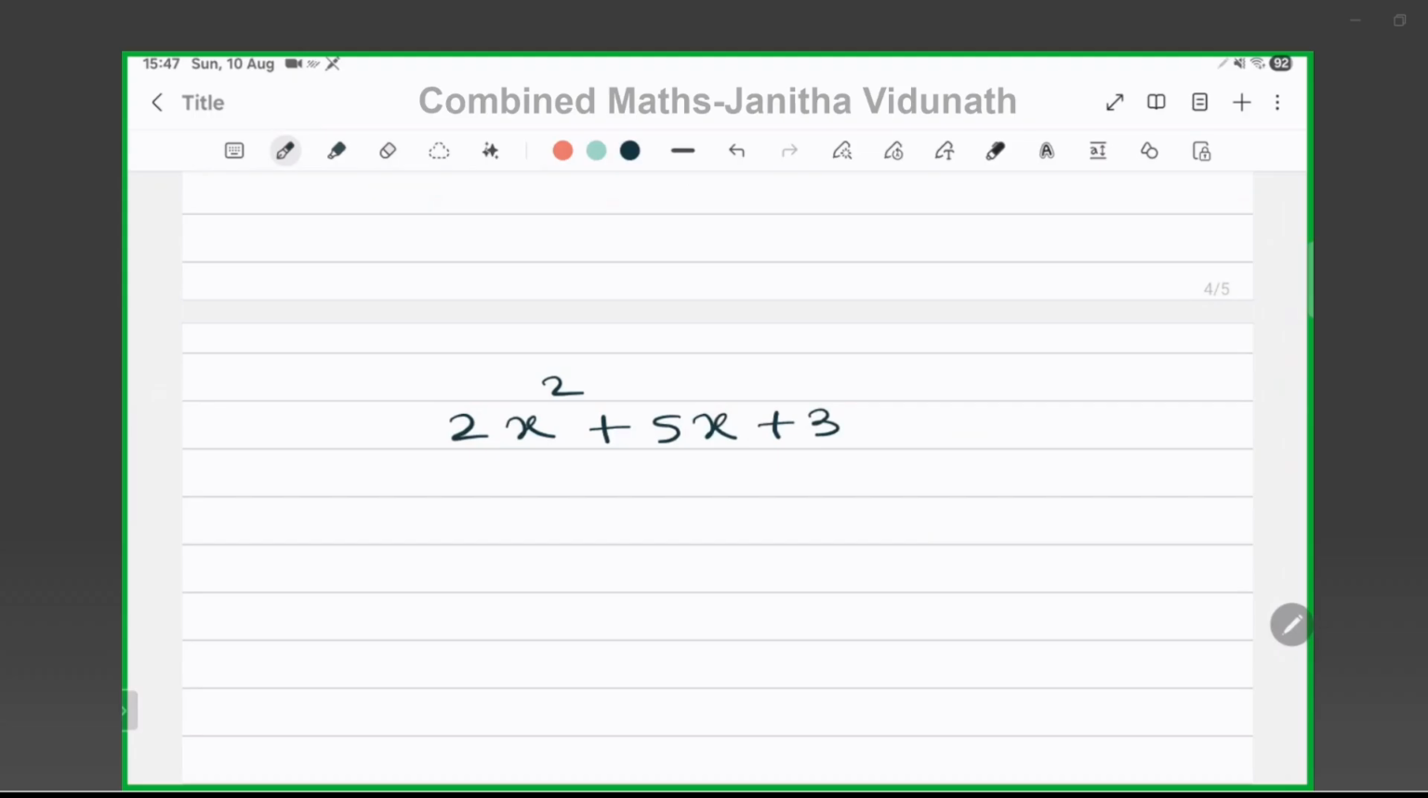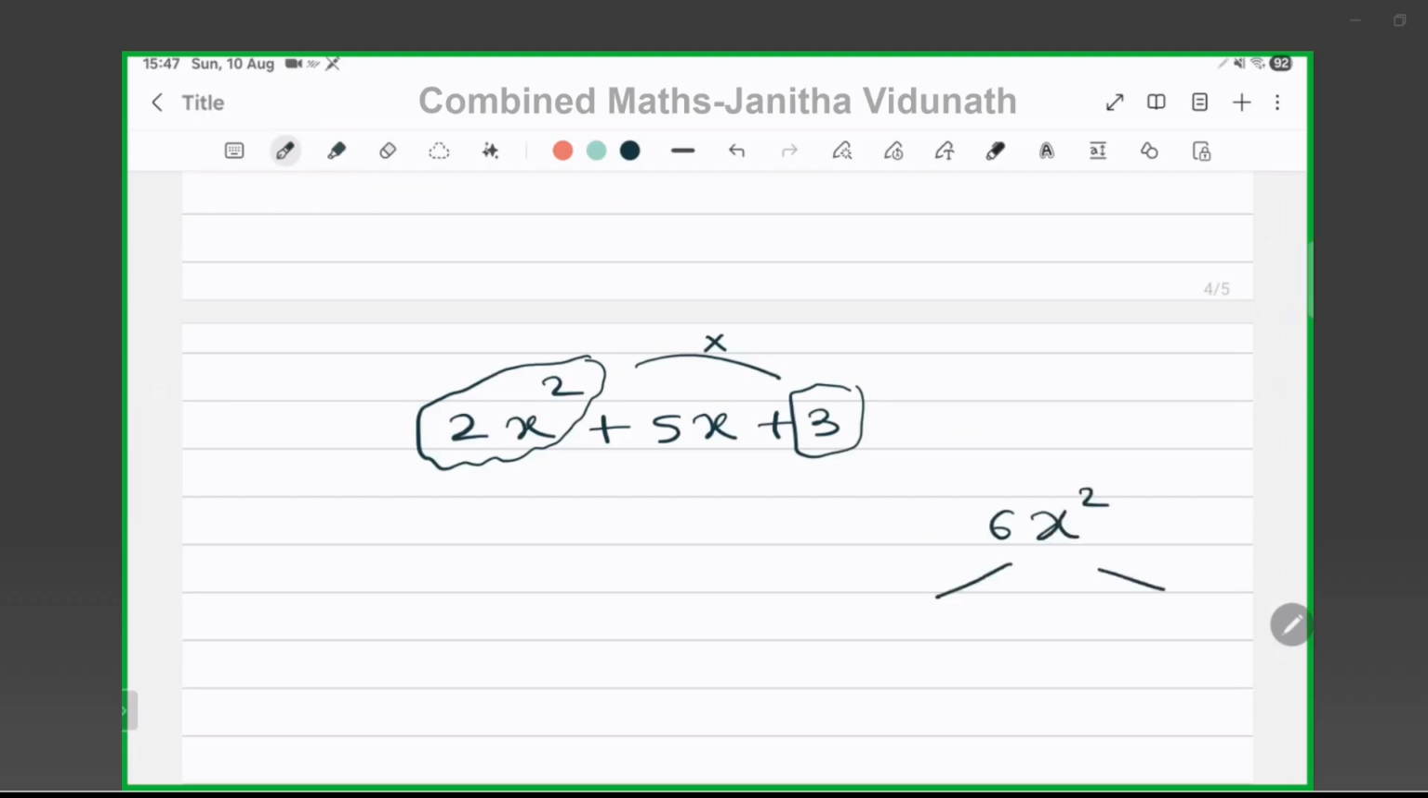The steps that you learn from O level are still the same. We get the term with the square and the constant term. Then we multiply those two. Then we get 6 times x square.